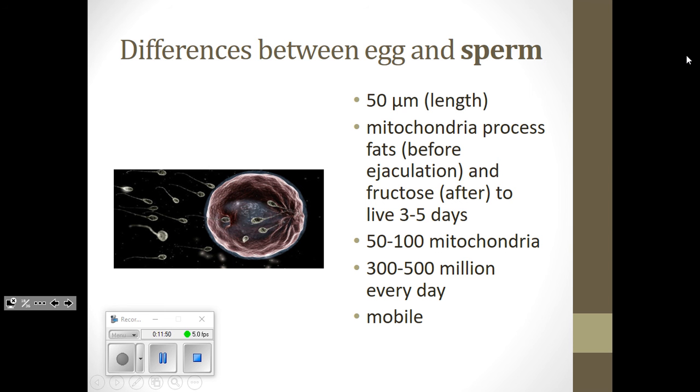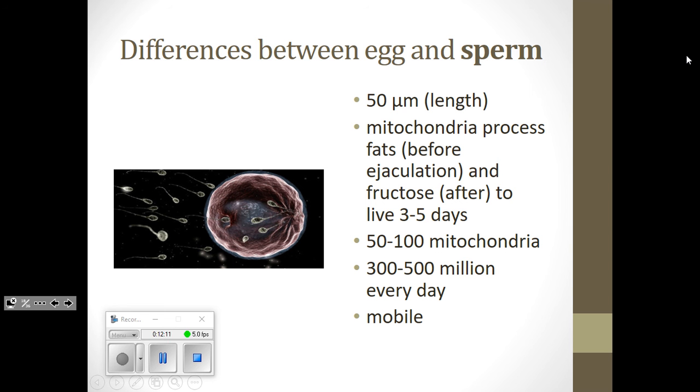Now, you might look at the number and say, oh, that's not as many as the egg had, but remember, the egg is so much bigger. The sperm is tiny, and it needs those mitochondria to find the egg. Once it finds the egg, the egg has got all that cytoplasm to help support the developing embryo.